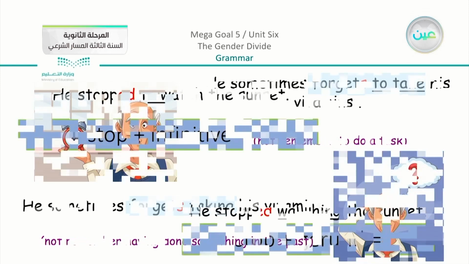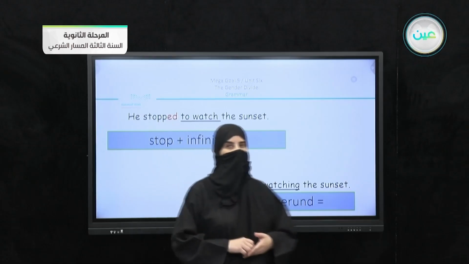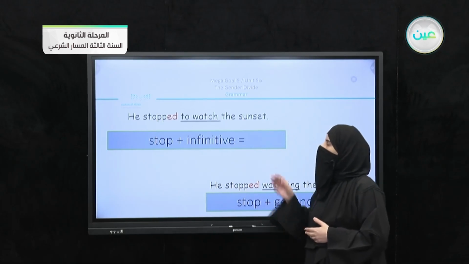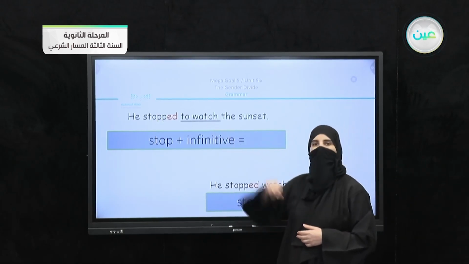Moving on to the third verb that we have, the verb stop. Now we'll use stop with the infinitive. We have here an example: He stopped to watch the sunset. You can see that this time we use the past.